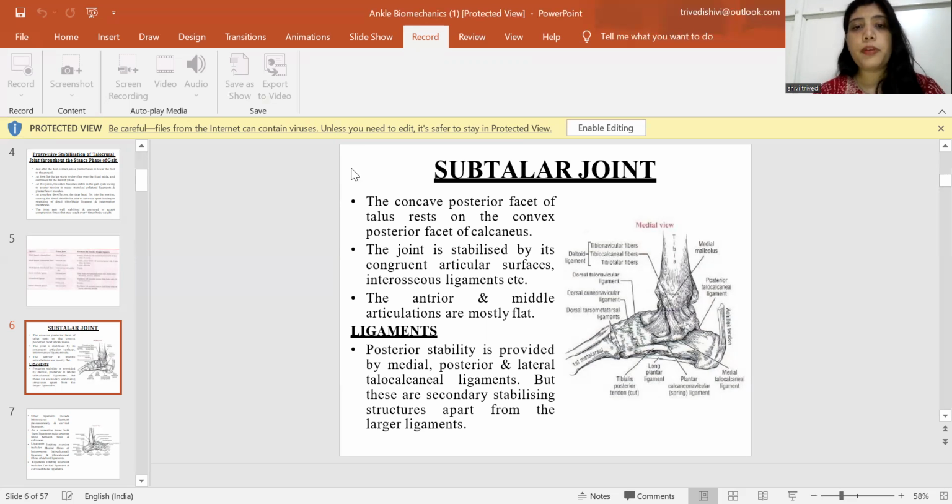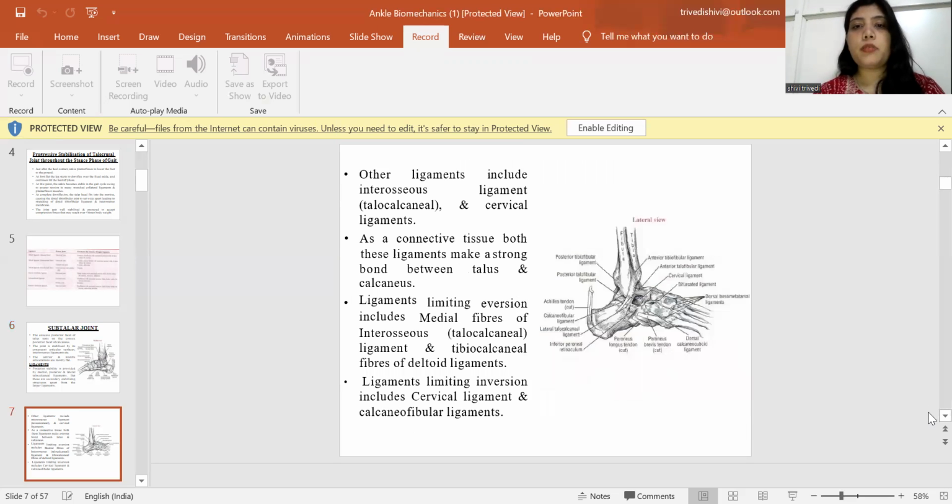Ligaments involved: posteriorly, stability is provided by the medial, posterior and lateral calcaneal ligaments, but these are secondary stabilizing structures apart from the lateral ligament. Other ligaments include the interosseous ligament and cervical ligament. As connective tissue, both these ligaments make a strong bond between talus and calcaneus. Ligaments limiting eversion include the medial fibers of the interosseous ligament and the tibiocalcaneal fibers of the deltoid ligament. Ligaments limiting inversion include the cervical ligament and calcaneofibular ligament.